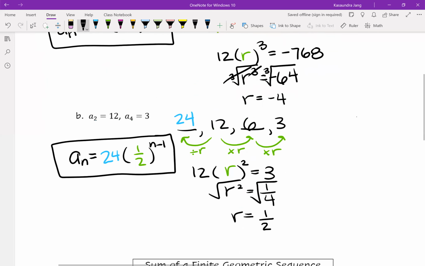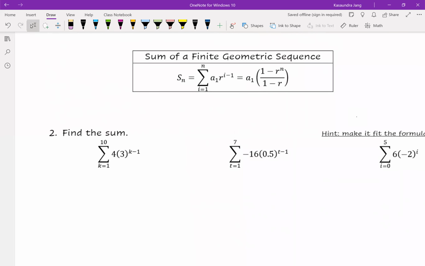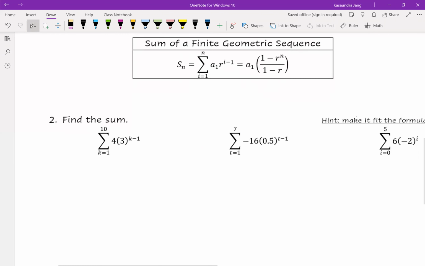This was basically off the formula we learned before. Now you're going to look at a new formula for the sum of the finite geometric sequence. Sum we did on arithmetic sequences, we're going to do the sum for geometric sequences. So here's your formula. I still need the A1 and I need the R, which means in this case the A1 is a 4 and the R that was raised to the K minus 1, the R is a 3.